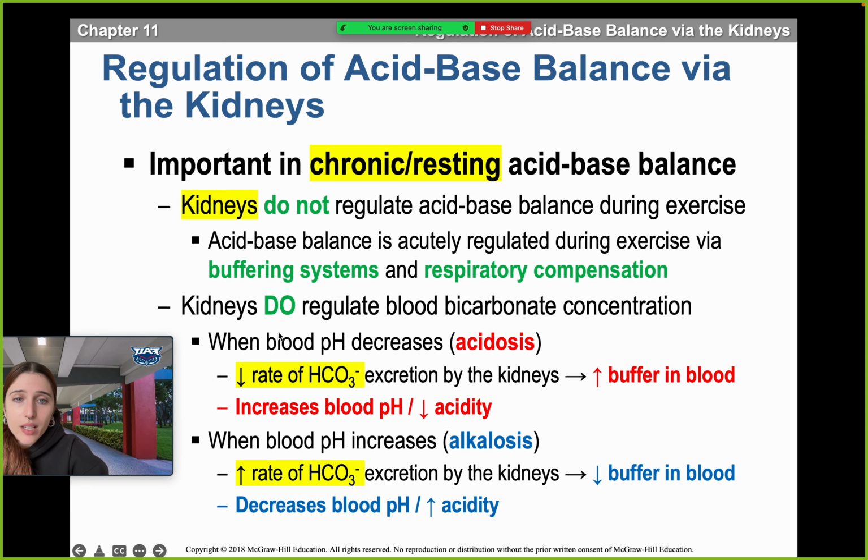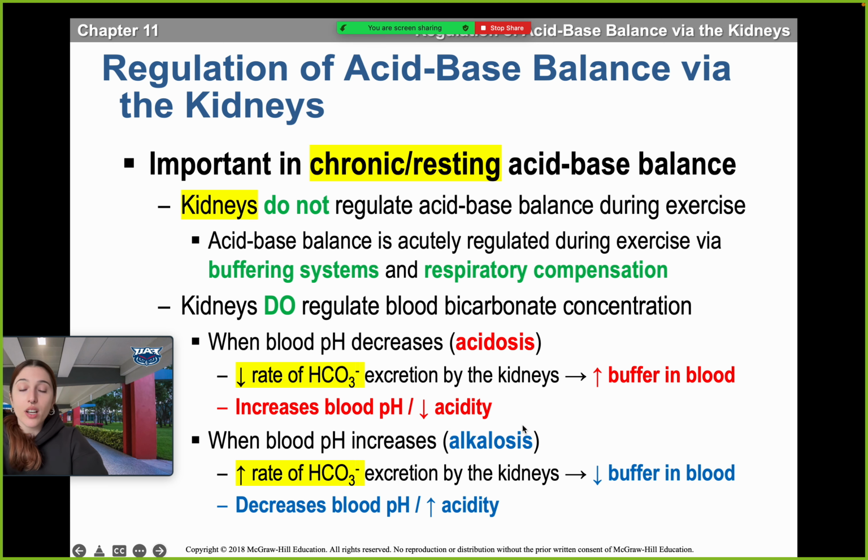Kidneys do regulate blood bicarbonate concentration. So if pH decreases, we're getting too acidic, the kidneys will decrease the rate of excretion of bicarbonate, meaning that they're going to pee out less, keep more bicarbonate in the blood. If we keep more bicarbonate in the blood, we have more buffer in the blood. If we have more buffer in the blood, then we're able to deal with the acidity. So we're going to help decrease the acidity.